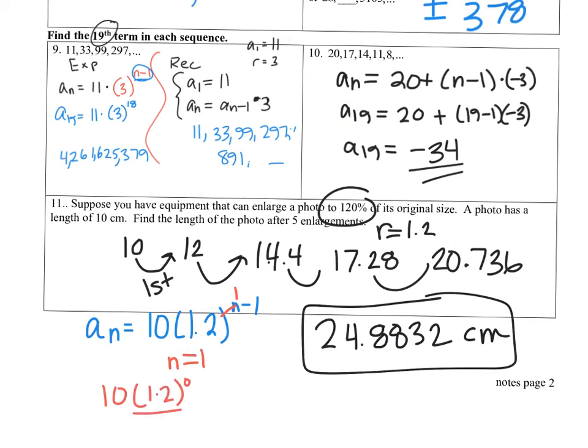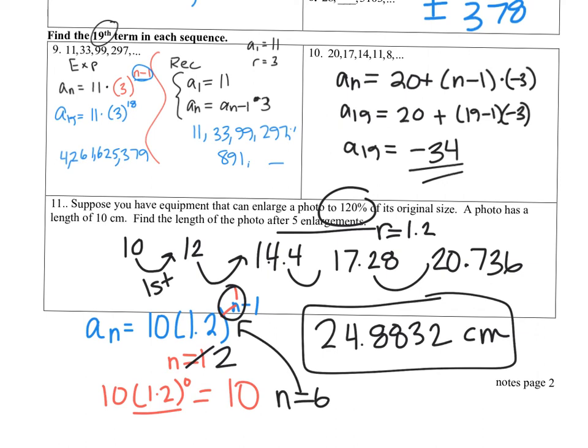Well, 1.2 to the 0 power is going to be 1. So after 1 enlargement, you'd get 10. So that means that the first term is 10. So that doesn't make sense, because if you're enlarging it, it would be bigger after 1 enlargement than 10. So if you're going to use this formula, you'd actually have to start with the first enlargement being n equals 2. So that means that if you're trying to find 5 enlargements, you would not plug in n equals 5, but you'd plug in n equals 6 to this formula.